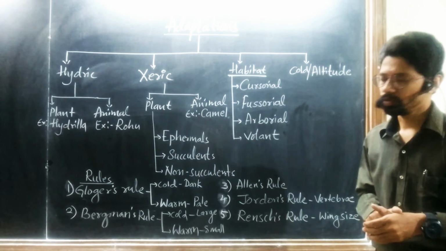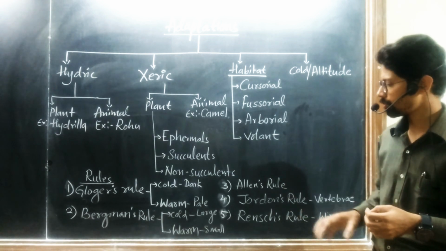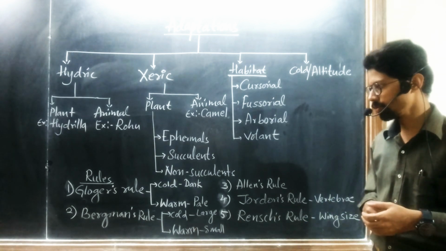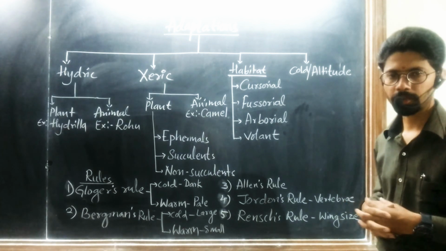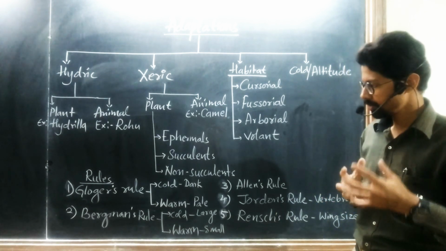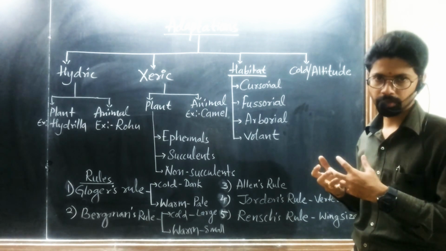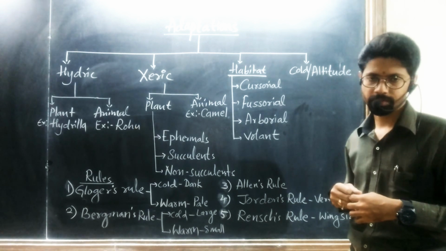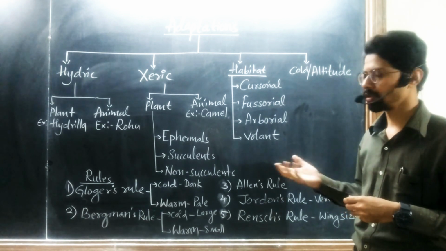Now coming to rules, certain important rules related to adaptations like Logger's rule, Bergmann's rule, Allen's rule, Jordan's rule, Wrenn's rule. Okay, so Logger's rule is stated for the color of the skin, fur, or body. According to Logger's rule, animals living in cold habitat have a darker pigmentation in their skin or fur compared to those which live in warm regions. So that is a difference in the coloration according to Logger's rule.